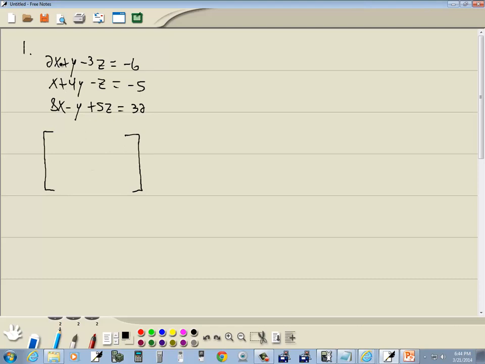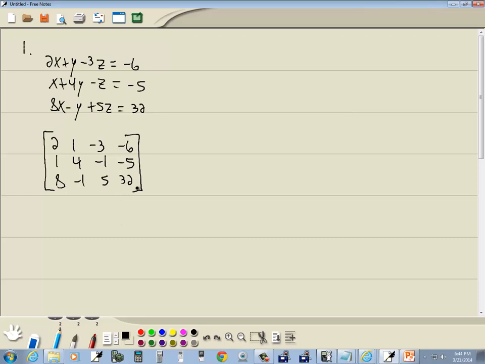And how we do that is we drop the x's, y's, z's, and equals and keep the numbers in their signs. So we'll have 2, 1, negative 3, negative 6. Notice there was no number in front of the y, so the invisible 1 is there. If you're missing a variable, then you put a 0. So I'm going to have 1, 4, negative 1, negative 5 for my second row. And I'll have 8, negative 1, 5, and 32.